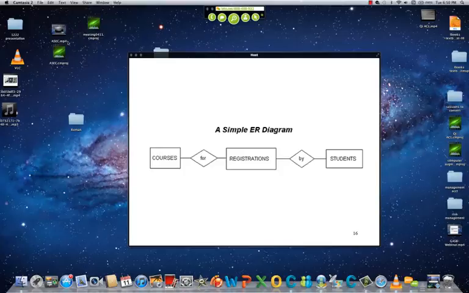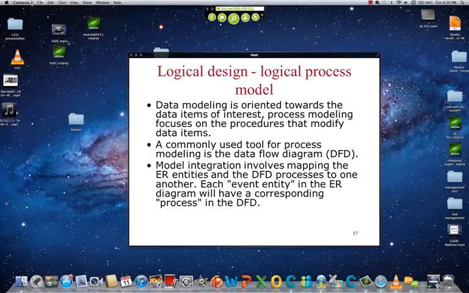So we'll talk about EER today, and you will see examples of EER, and you will have to build an EER diagram for your stage 1. Okay, so those were logical data modeling.